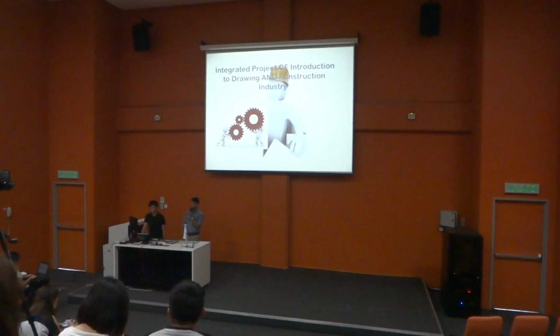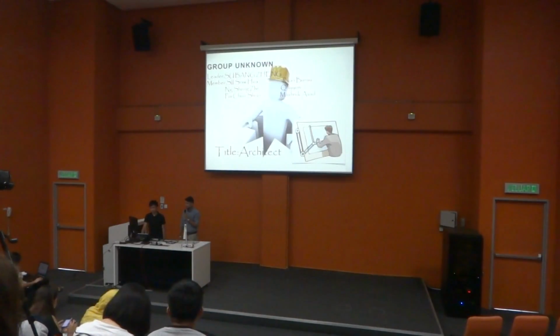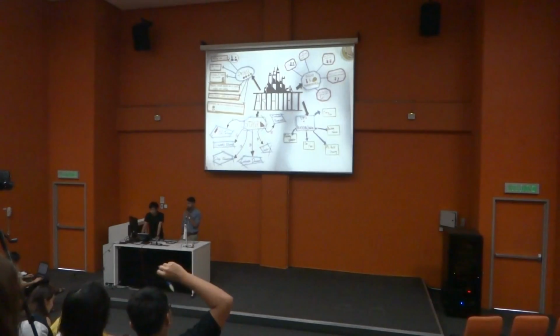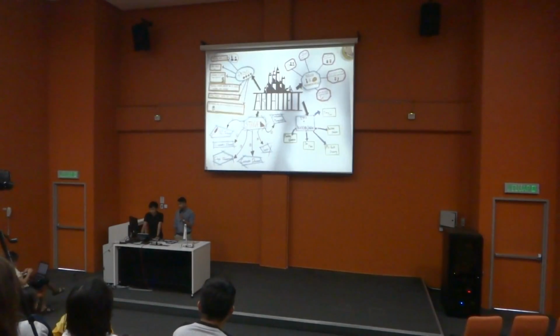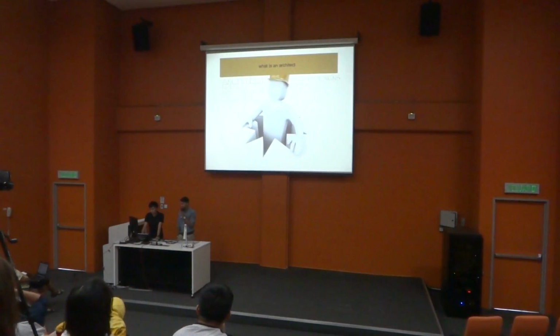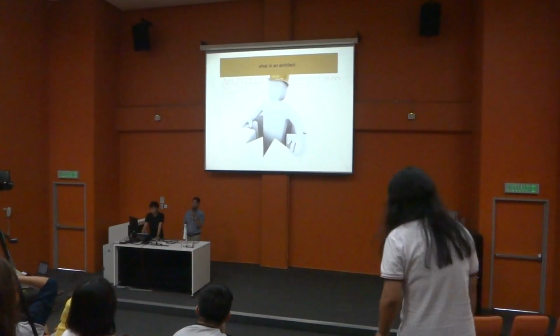Introduction to Drawing and Construction Industry. We are Group 7, called Unknown Group, and these are the group members. Our title is Architect. What an architect does, basically, is design buildings and everything about them, and finally come up with a proper building, the basic design.